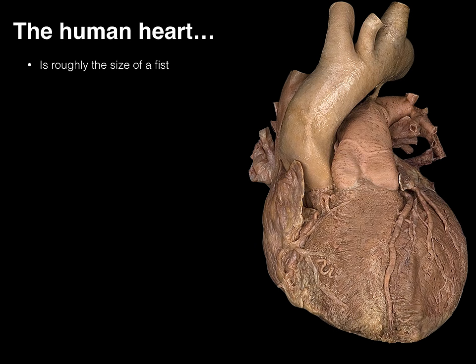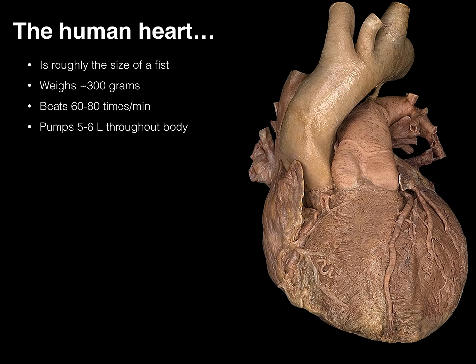Okay, so the human heart is roughly the size of a fist, and it weighs about 300 grams and beats 60 to 80 times a minute throughout your entire lifetime and pumps 5 to 6 liters of blood throughout your body. It is a very remarkable organ.